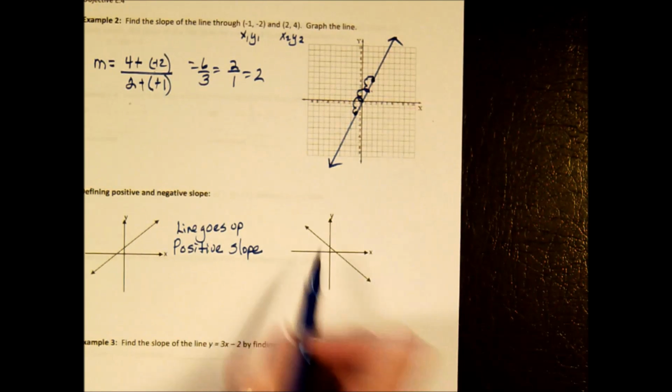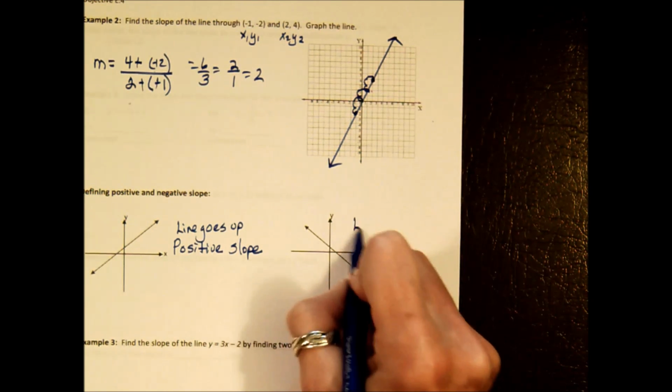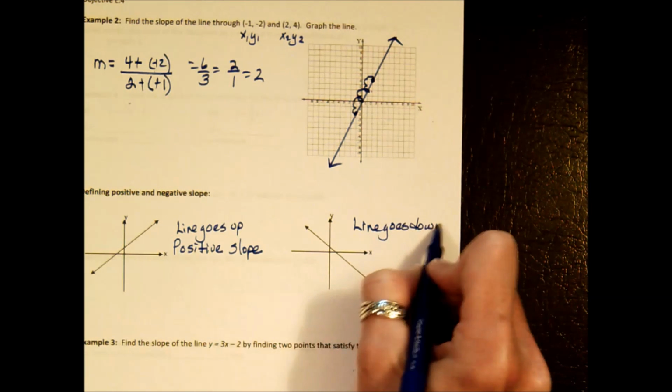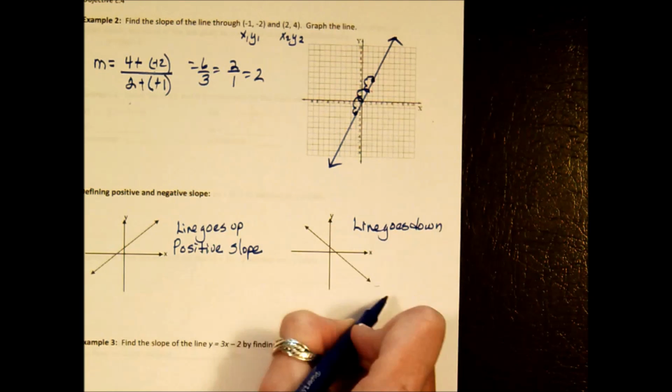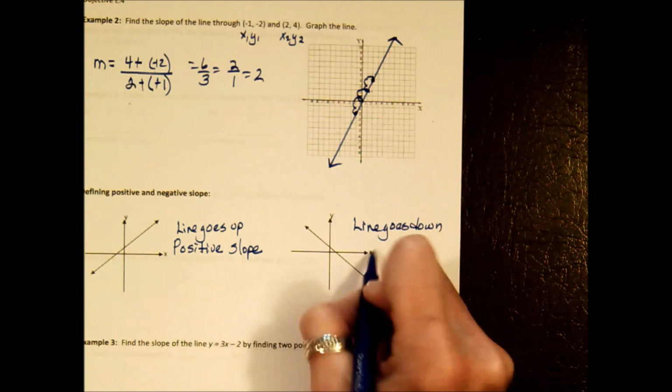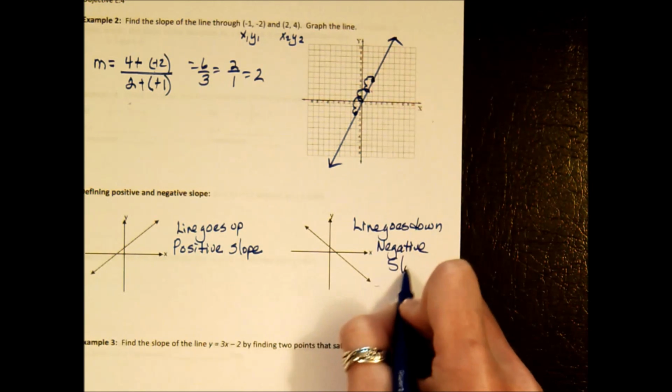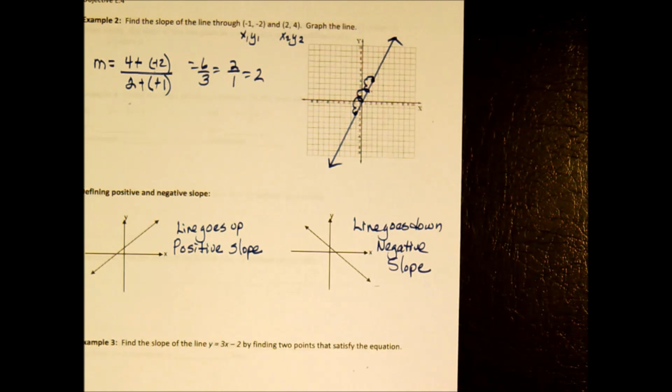So we can make a conclusion that when our line goes down, and again, I'm talking about from left to right, the line goes down, okay? The slope is negative, and that will always be true. Negative slope is on lines that are traveling downward, and positive slope is on lines that are traveling up as you go left to right.